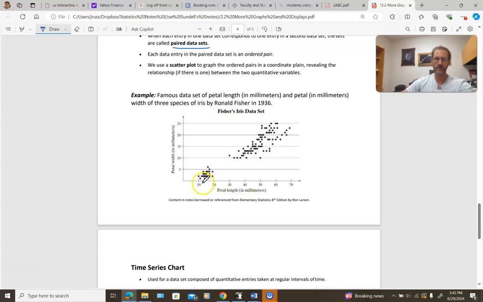So we're measuring both the length and the width of the petal. Along this horizontal axis we are measuring the petal length, and on the vertical axis, the petal width. You have all these ordered pairs from all those measurements, and you plot them in here. Then you look at this and try to figure out if there's a correlation between petal length and petal width, because you're trying to let the data tell a story.